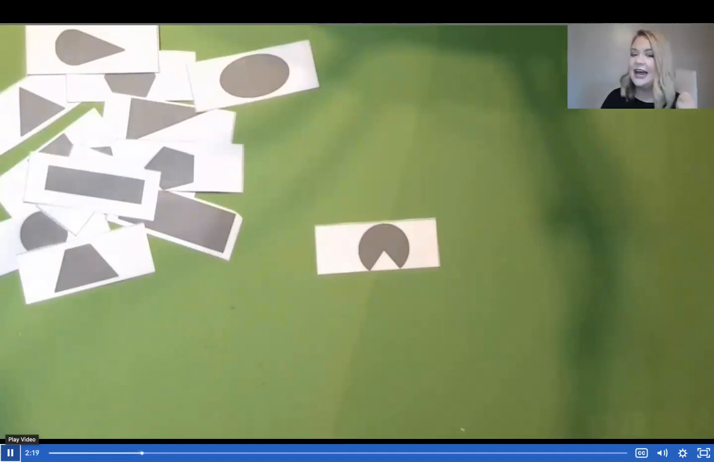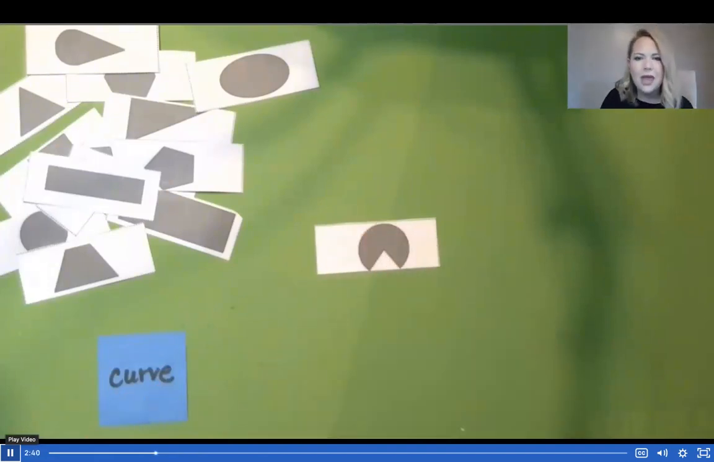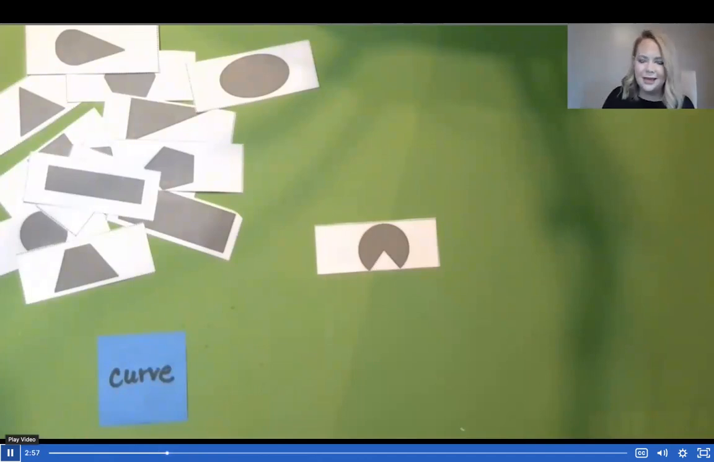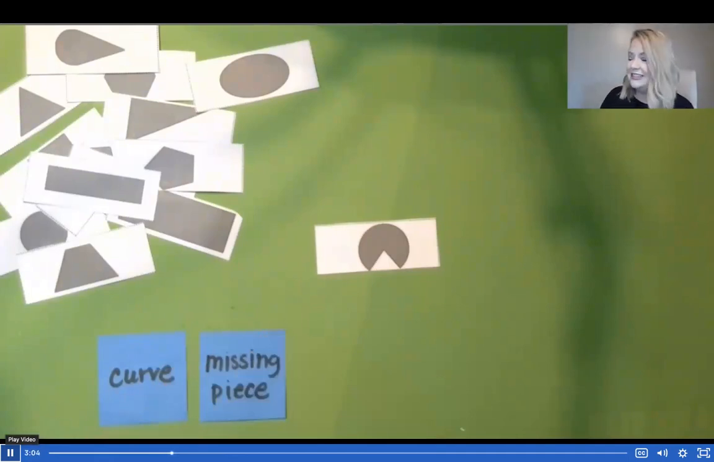Good noticings. I heard one of my friends say, well, I see that it has a curve, that the line curves at the top. So let's go ahead and say that this one has a curve. It's right here. What else did you notice? I heard a friend back there say, it kind of looks like there's been a missing piece, kind of like it's a puzzle, and one of the puzzle pieces has been taken out. So it looks like it has a missing piece. It's a great observation. Anything else you notice?